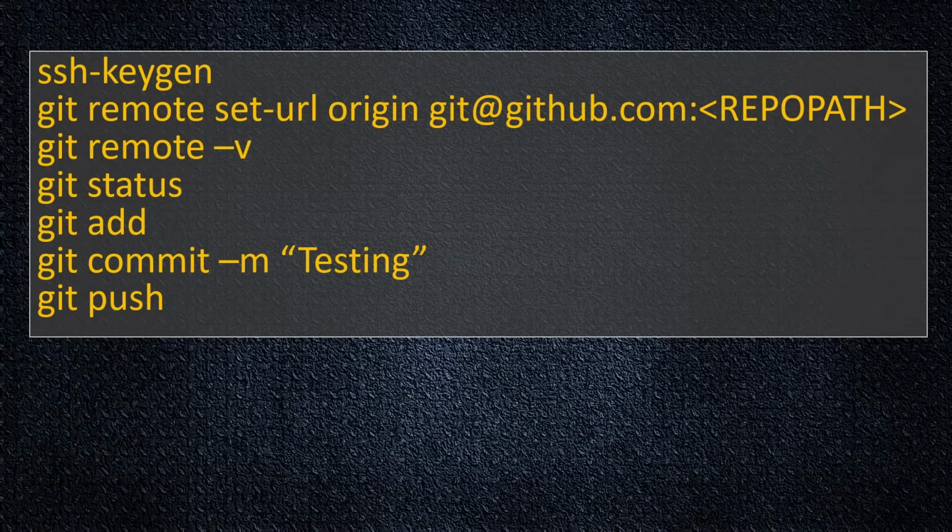And the commands which we used today: ssh-keygen, git remote set-url origin, git remote -v, git status, git add, git commit -m, and git push.